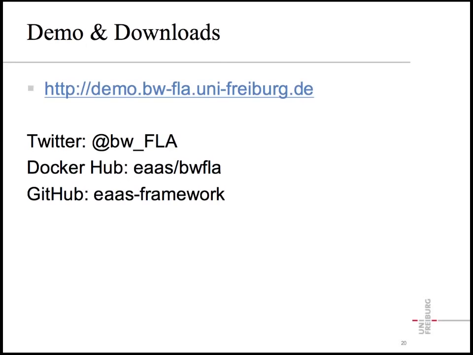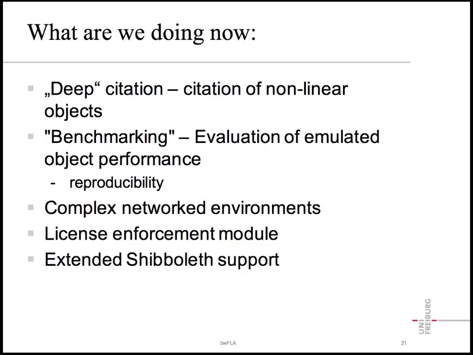So this is my last slide. What are we doing now? We work on deep citations. Deep citation supports citation of nonlinear objects. We work on benchmarking, in particular evaluation of emulated object performance, or how it compares to the real thing. We also work on a scientific level with research data management, so reproducibility is a huge topic right now.